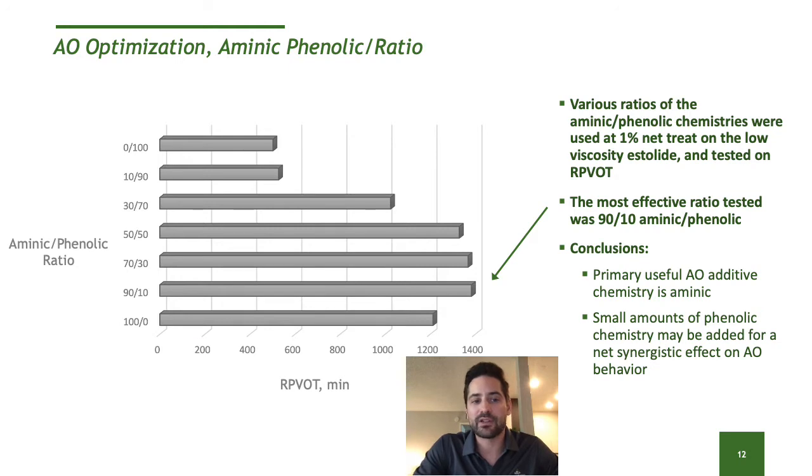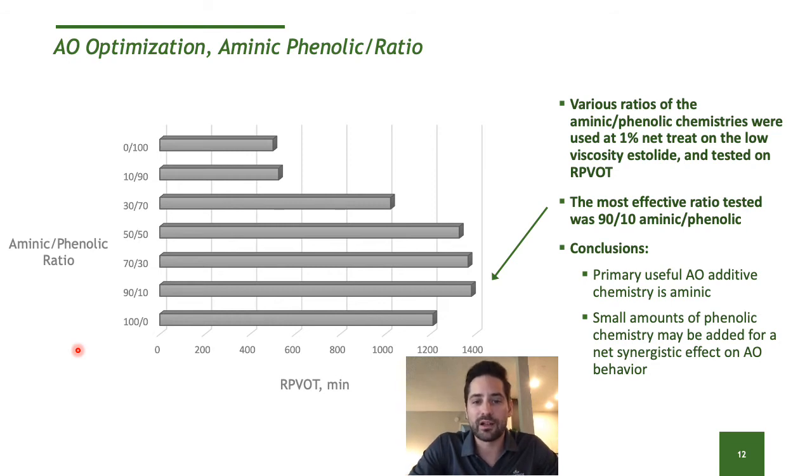In the top here, we started with 0%. The first number represents how much aminic additive is in there. The second number represents how much phenolic additive is in there. Again, they were all added at a 1% net treat, but of the 1%, this is the ratio of aminic to phenolic that was present in that 1%. So this top one here is all phenolic. The one at the bottom is all aminic, and then in between shows varying levels of aminic and phenolic that are included as part of that 1% treat.